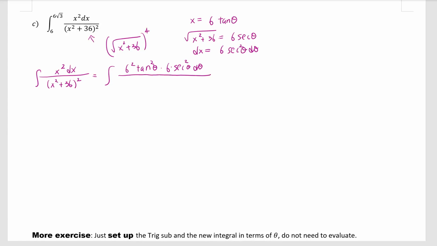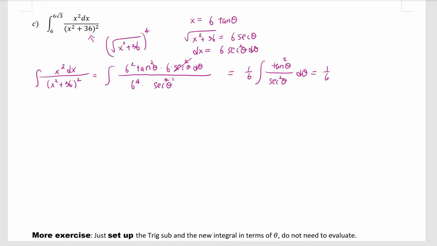And this guy is like the square root to the 4th, so 6 to the 4th right here, and then we have secant theta to the 4th. So we have 3 copies of 6 in the numerator and 4 copies of 6 in the denominator, so we still have 1 copy of 6 in the denominator. And then secant squared, we cancel, we still get a square. So we have tangent squared over secant squared.